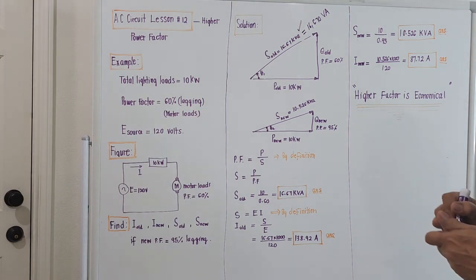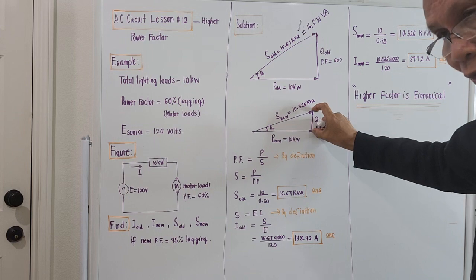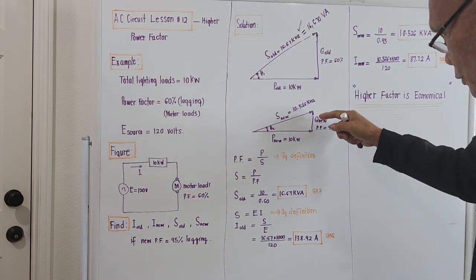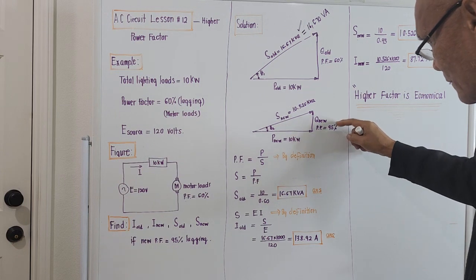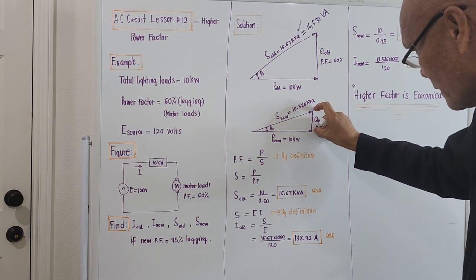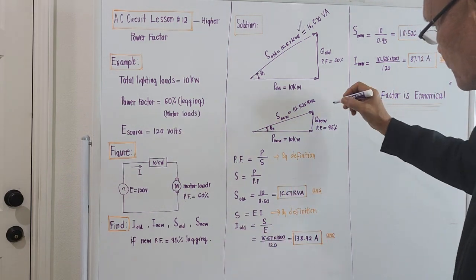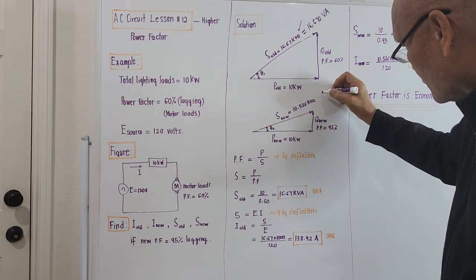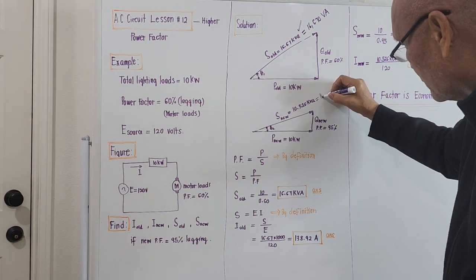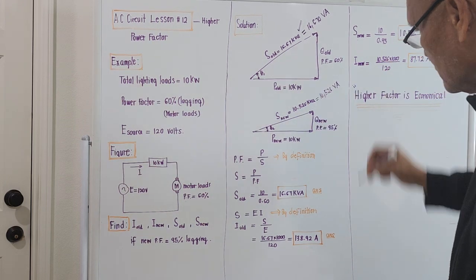So for the new power triangle, this portion is actually lesser. It is smaller than this one. If we get the total apparent power at the power factor of 95%, it will be the vector sum of this one plus this one. And what comes out as per our computation is 10.526 kVA, or 10,526 volt-amperes. Right?